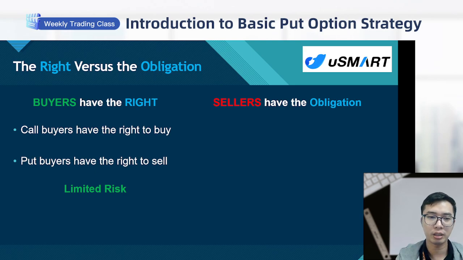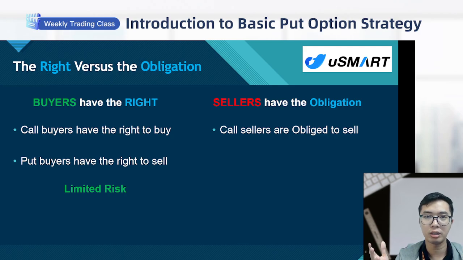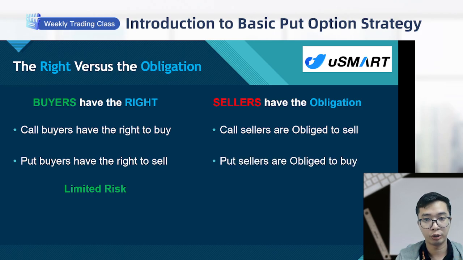Call buyers always have the right to buy or not, and put buyers always have the right to sell or not. However, the sellers have the obligation to sell or buy. So call sellers are obliged to sell, and put sellers are obliged to buy. The call buyers will buy the call from the call seller, and the put buyers will buy the put from the put seller.